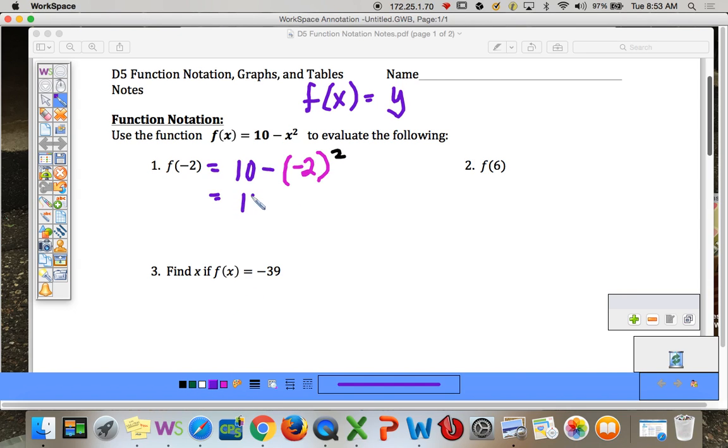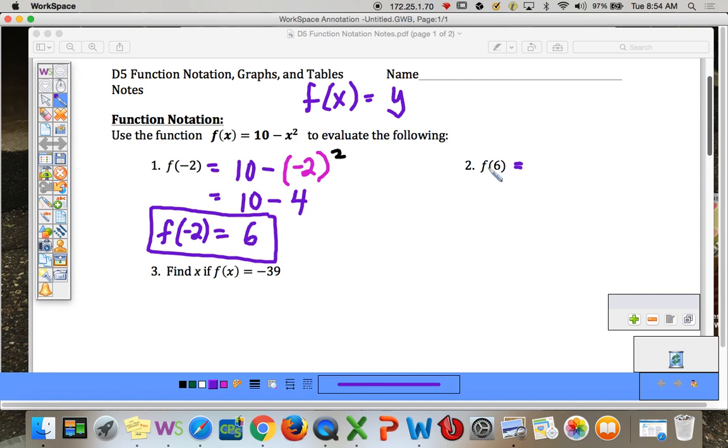We have 10 minus negative 2 squared. Negative 2 times negative 2 is 4. And we have 10 minus 4, which is 6. So for our final answer, we're going to say f of negative 2 is 6. When we plug in a negative 2, we get 6 for an answer. Let's try the next one.